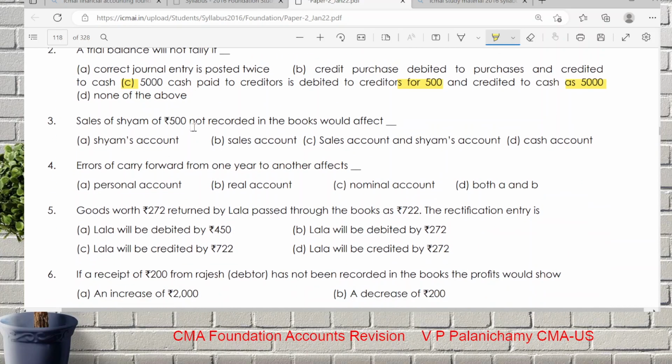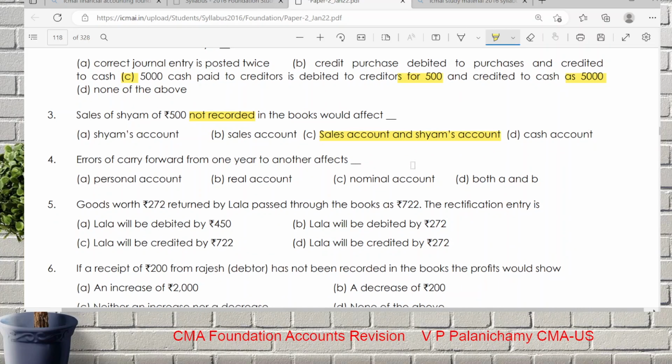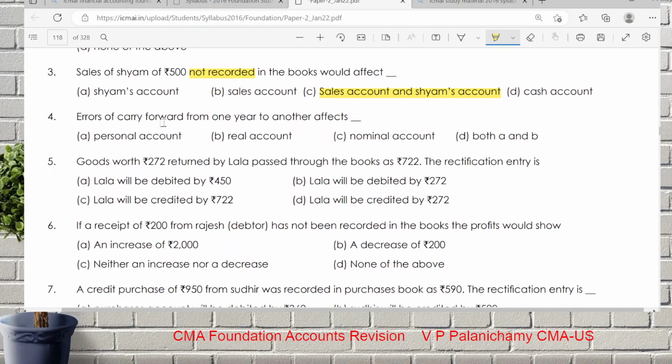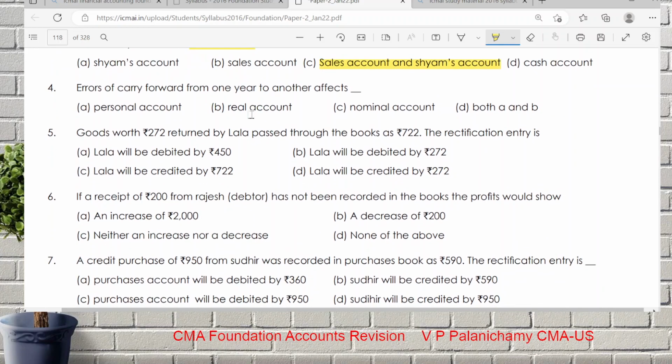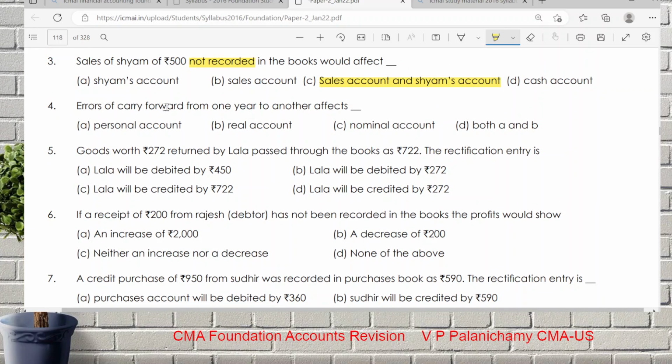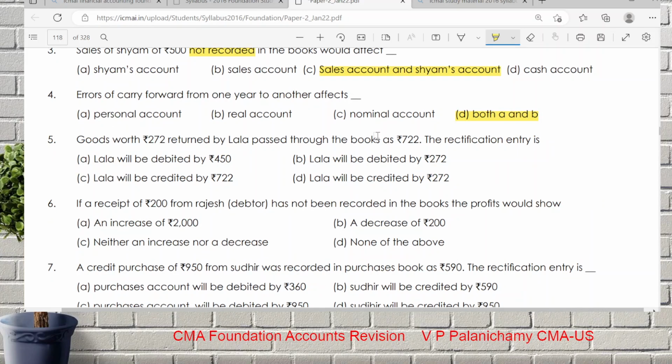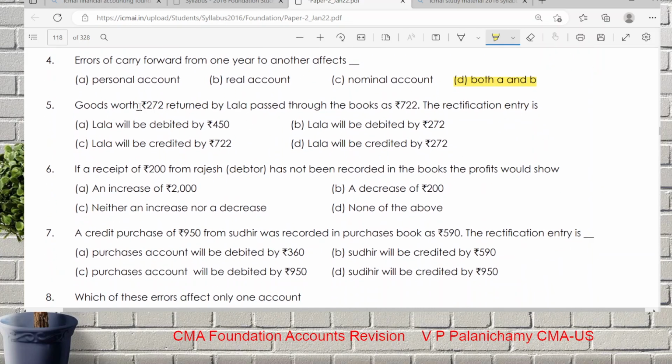Sales to Shyam 500 was not recorded. Will affect not recorded ne kudutham. It will affect both sales account as well as what? Shyam account. Errors of carry forward from 1 year to another year will affect which account? Errors of carry forward from 1 year to another year may affect both the accounts, both personal accounts and which account? Real account. Goods worth 272 returned by Lala passed through which one? Purchase book as how much?